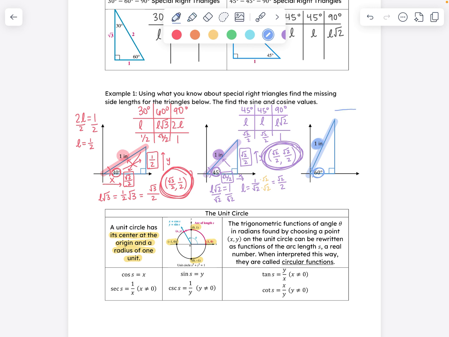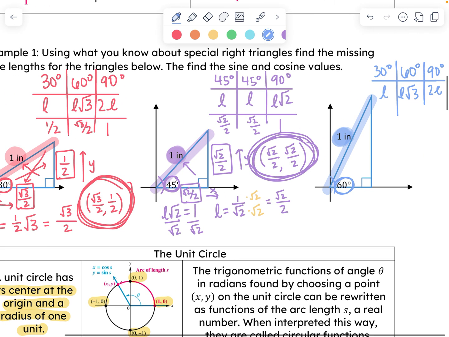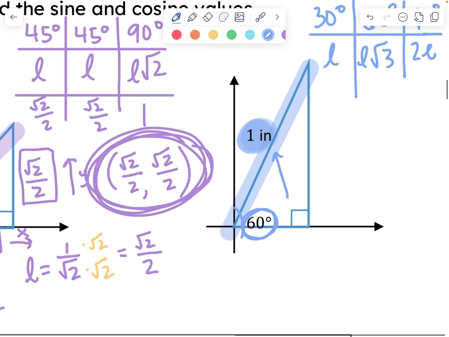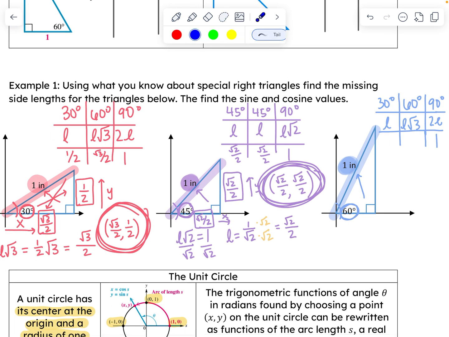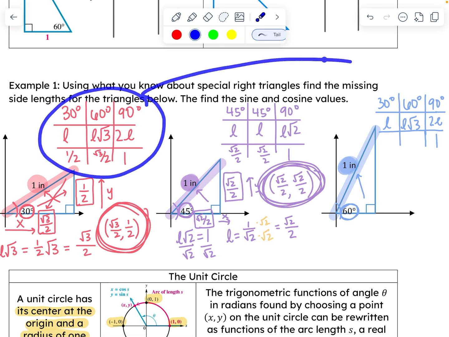And we're still going to have the same 30, 60, 90 table. So across from the 30 degrees is still L. Across from the 60 degrees is still L root 3. And across from the 90 degrees is still 2L. So if I know the side across from the 90 degrees right here, that's still 1. I already did the work over here, right? So I can just transfer it over here. It's going to be the same table. What's going to change though is where those missing sides are going to go.